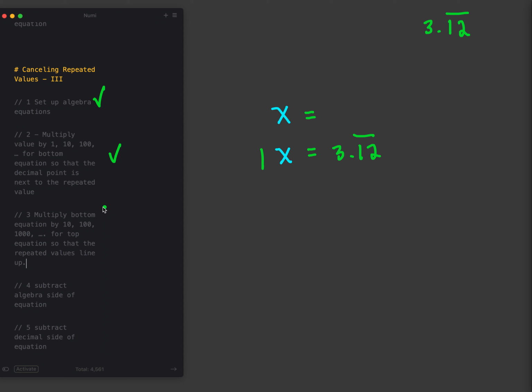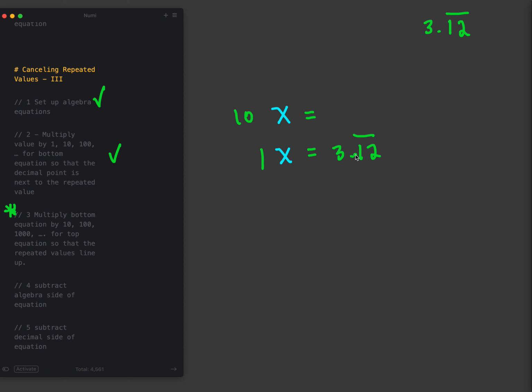Now, third step. This is where things are a little bit new. Previously, we always multiplied by 10. But let's look at what happens if I multiply by 10 here. So let's say I multiply by 10, I'll get 10x, that's fine. And then if I multiply this by 10, I'm moving my place value once, and so I end up with 31.2121. And if I do this, this actually doesn't cancel out. 2, 1, and 1, 2 don't cancel out. And so this is a little bit of an issue.